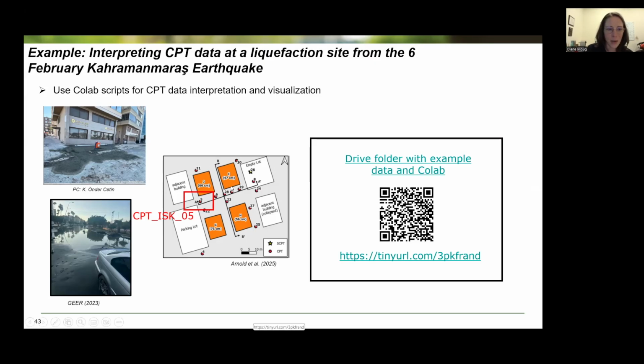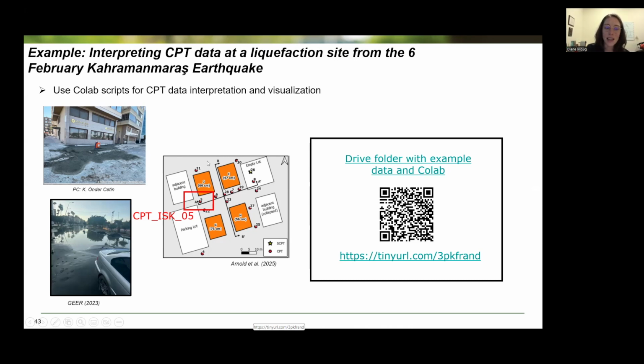This is from a site where reconnaissance documented significant building settlements, as well as liquefaction ejecta following these earthquakes, to indicate that there was significant liquefaction at the site. I was part of a team that collected subsurface data from one of these sites where there was major building settlement. The plan view of it is shown here.